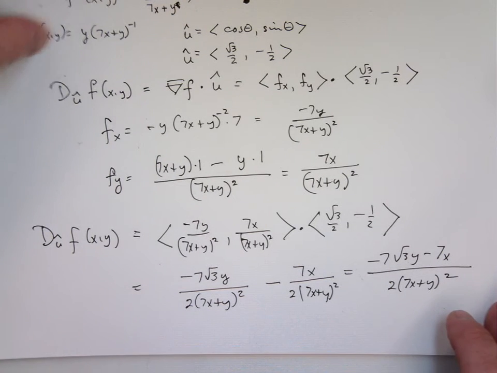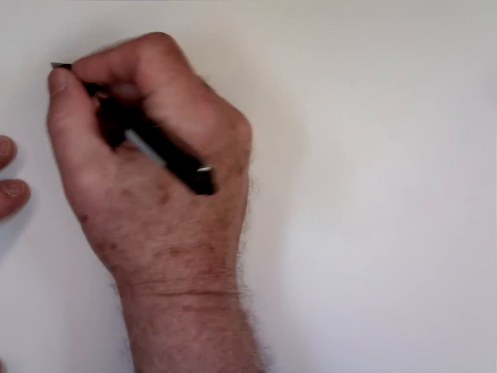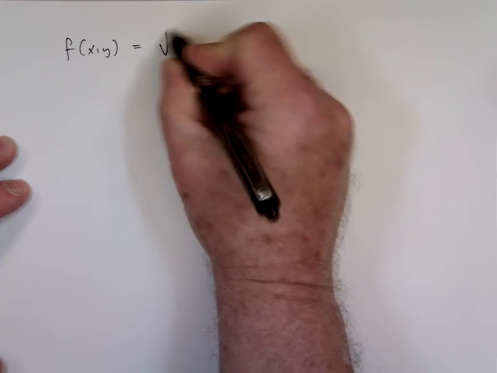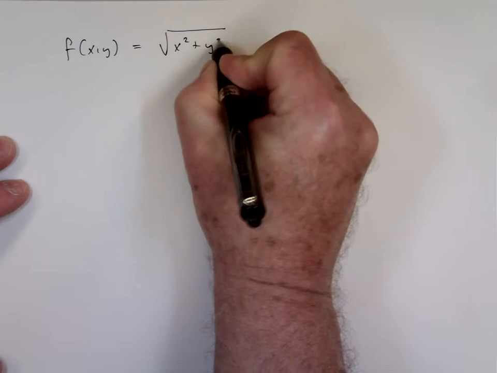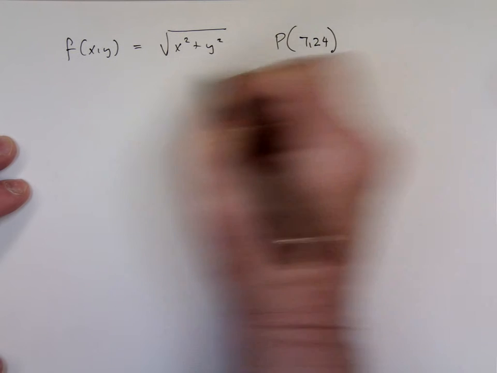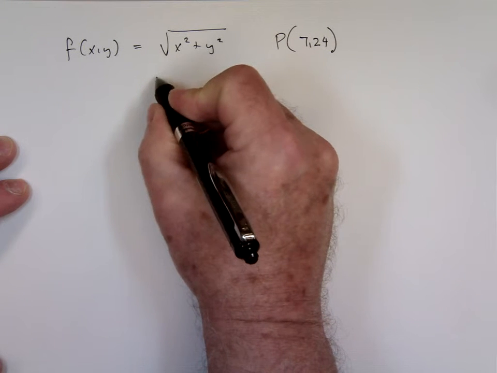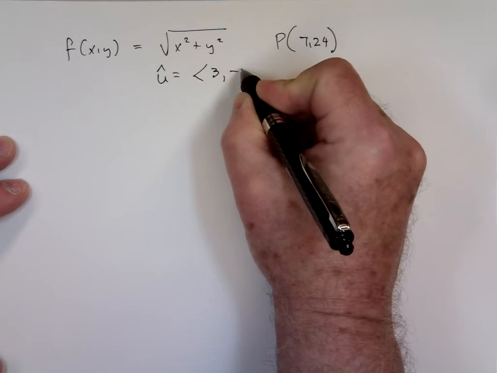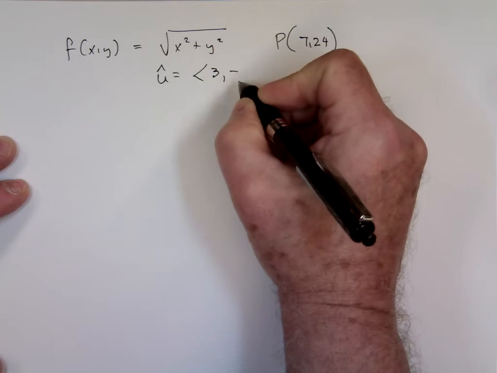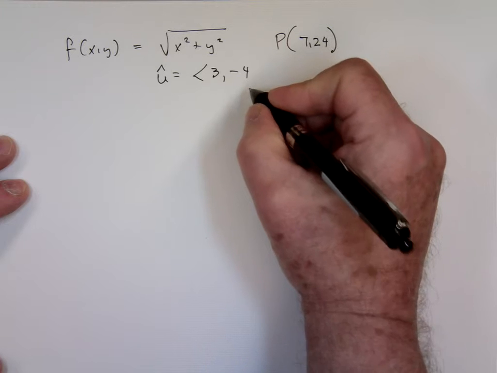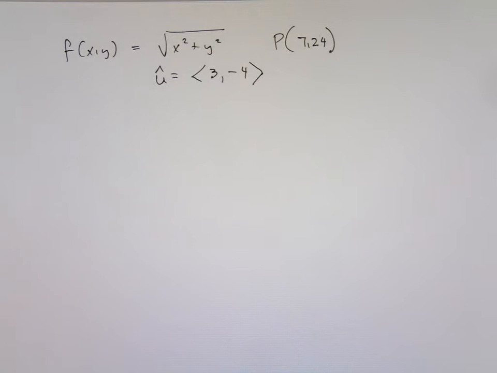Go ahead. Once you find the directional derivative again, the function at p in the direction of v, and the function is the square root of x squared plus y squared. The point is 7, 24, and then the vector is 3i minus 4j. Okay. Well, let's take a look.